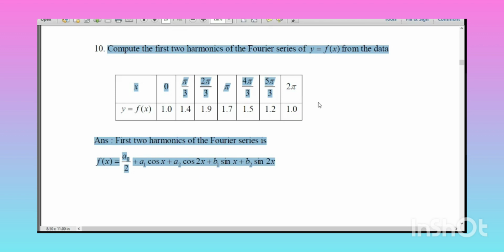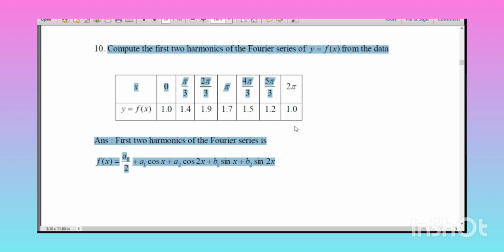0 to 2 pi can be divided into some sub-intervals using pi by 3. We are dividing into a finite number of subintervals: 0 to pi by 3, one stage; pi by 3 to 2 pi by 3, another stage; 2 pi by 3 to pi, another stage; pi to 4 pi by 3, 4 pi by 3 to 5 pi by 3, 5 pi by 3 to 2 pi. So 0 is the starting one, 2 pi is the ending one. So therefore, the limit is 0 to 2 pi. Okay. So y values, y we have taken as f of x.